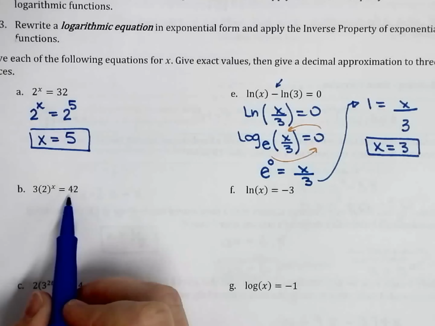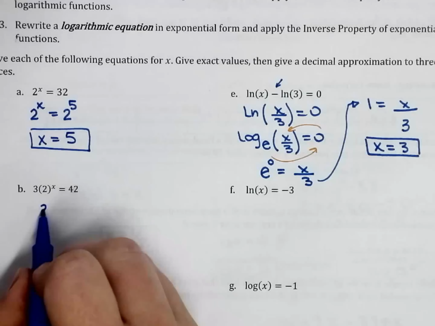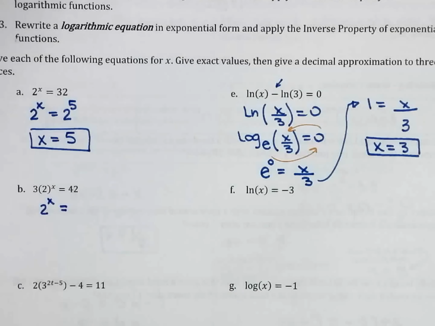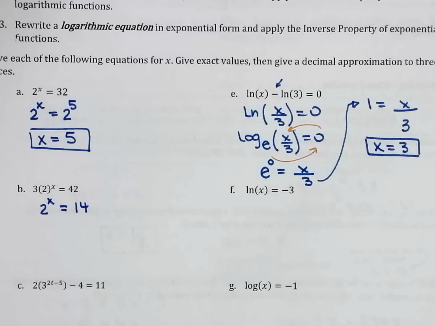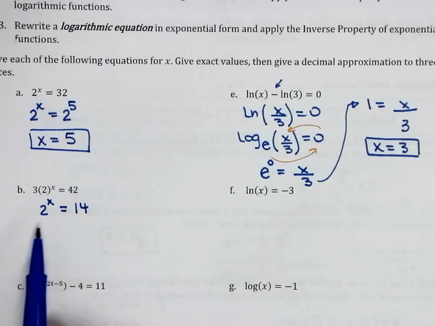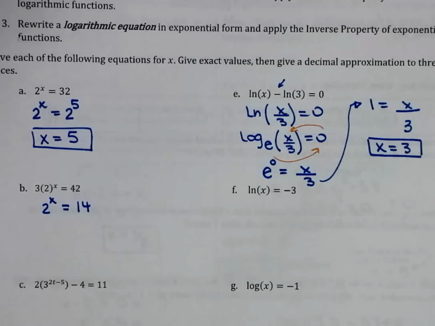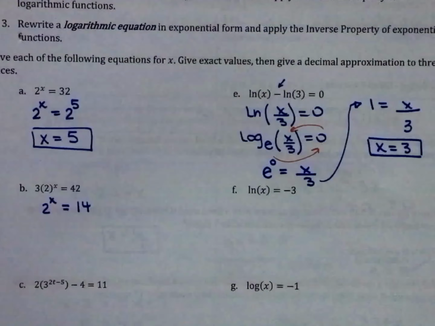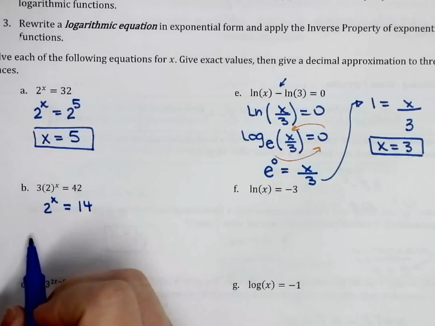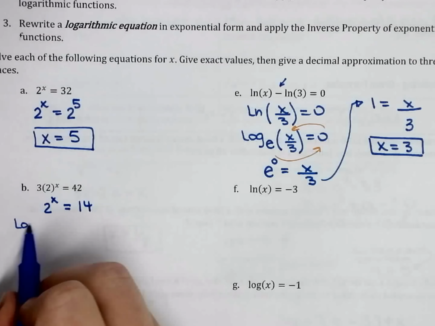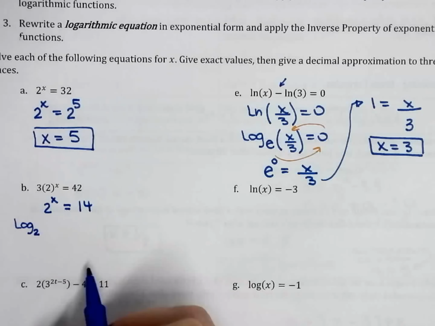Right here, I need to divide both sides by 3. So 2 to the power of x is 42 divided by 3, which is 14. There's not an exponent that I can choose to be able to rewrite 14 as base 2. So in this case, I only have one way to go about this question. And that way is I will multiply both sides by log base 2.